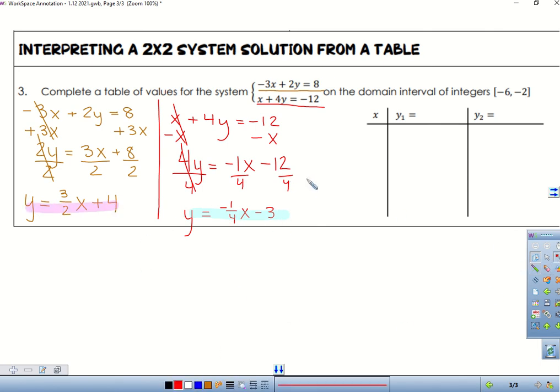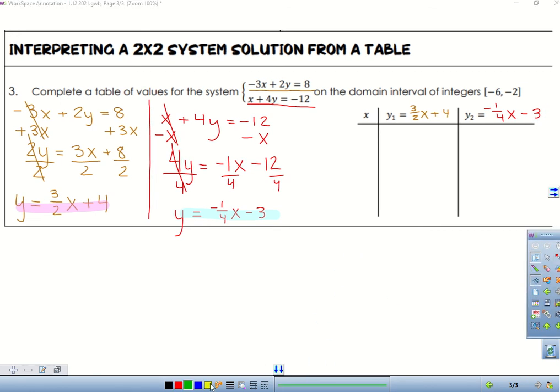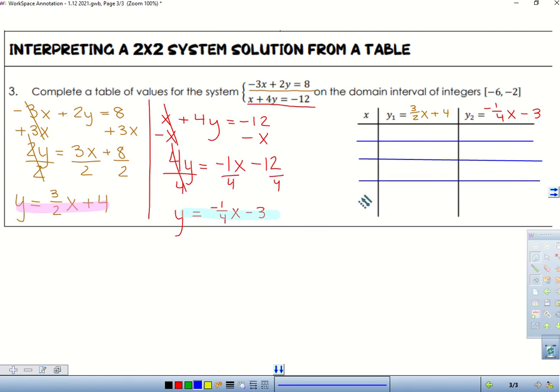And what you're going to write up here on the line is the equation. So the first one is y1, and the second one is y2. What we're basically going to do is plug points into each of these equations until we get the same y value. So I'm going to make some lines on my table here. And on the question it says on the domain of these integers.